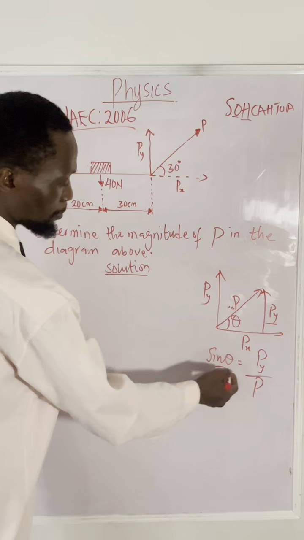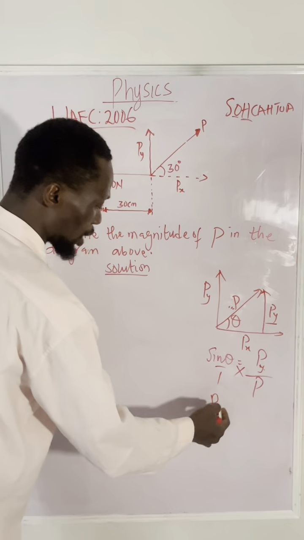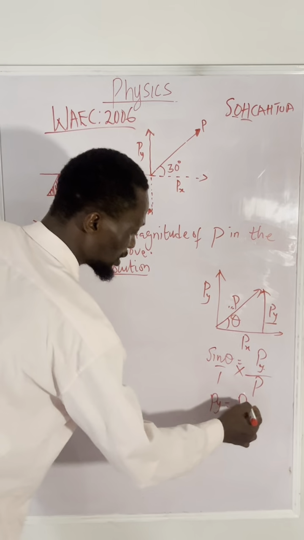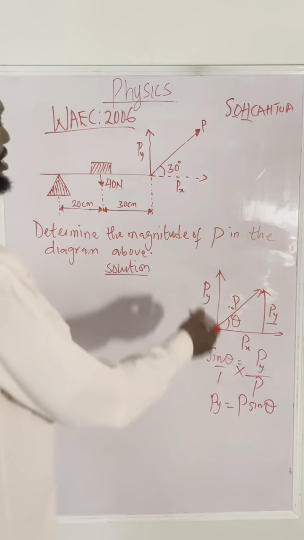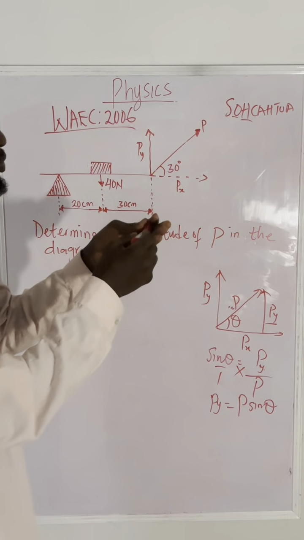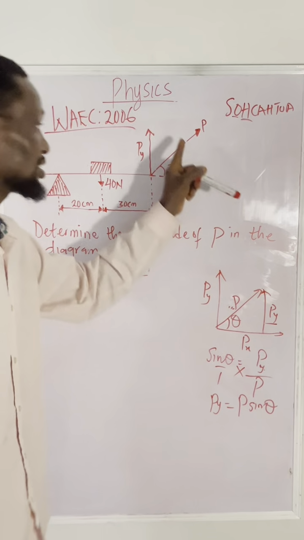So if we cross multiply here, we're going to get Py times 1 is Py equals P times sine theta, that is P sine what? P sine theta, right? So that means this vertical component that is trying to rotate this body is P sine theta, right?